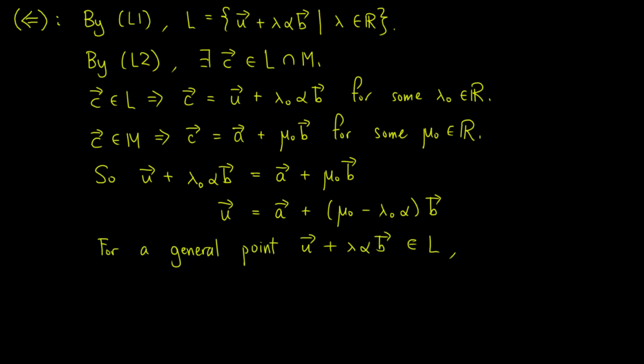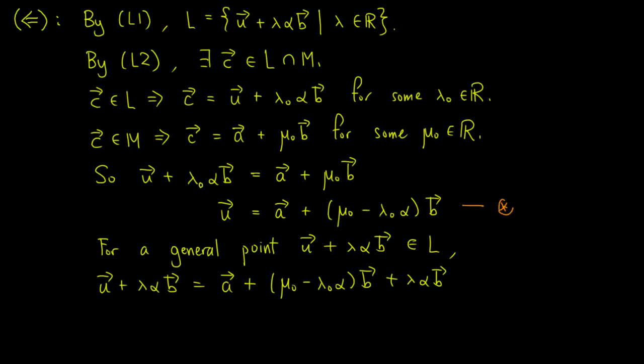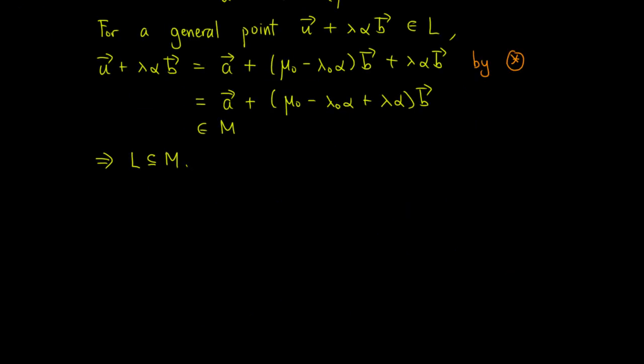So we take a general point in L which has the form u plus lambda alpha b. We can substitute the expression for u to get a plus (mu naught minus lambda naught alpha) times b plus lambda alpha b. This equals a plus (mu naught minus lambda naught alpha plus lambda alpha) times b. This is of the form a plus a scalar times b, which is in M. Hence, L is contained in M.